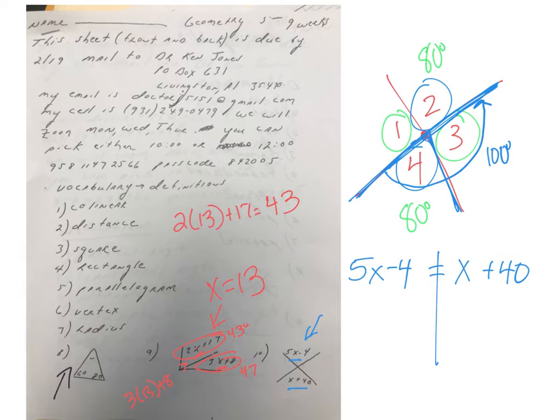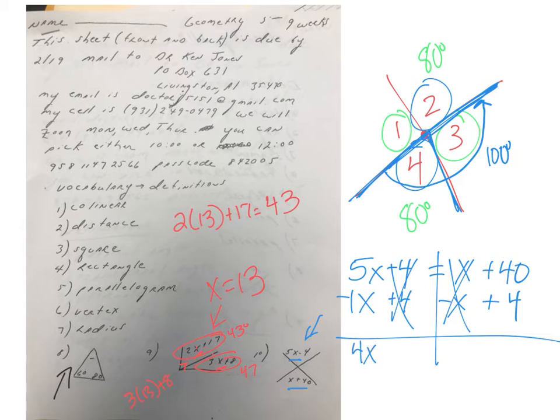And again, we'll solve that. So we'll move our letters to the left, and we'll move our numbers to the right, and add 4 on both sides. 5x minus 1x makes 4x. 40 plus 4 is 44. Divide by 4, and x is 11.